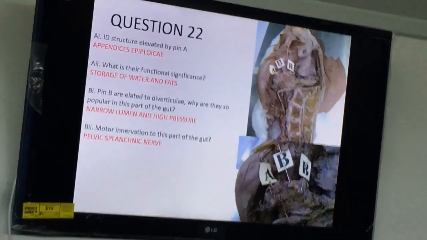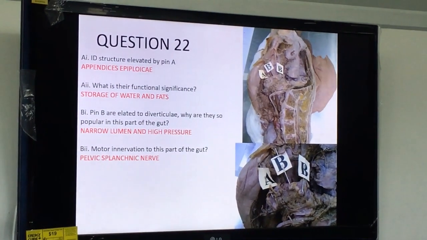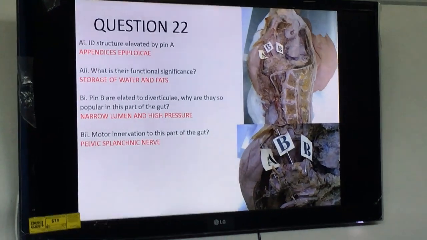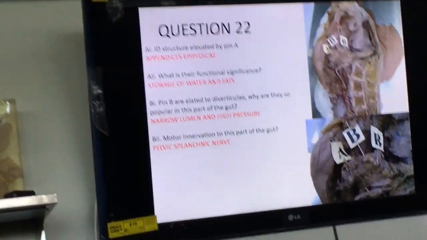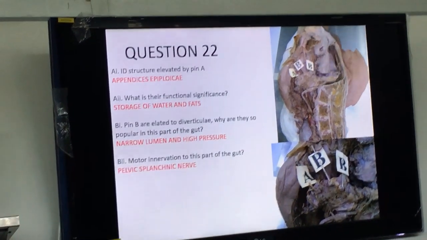The structure elevated by pin A. Pin A, the appendices epiploicae. Just for you to know, if you didn't know, what is the functional significance of those? They store water and fat, right?